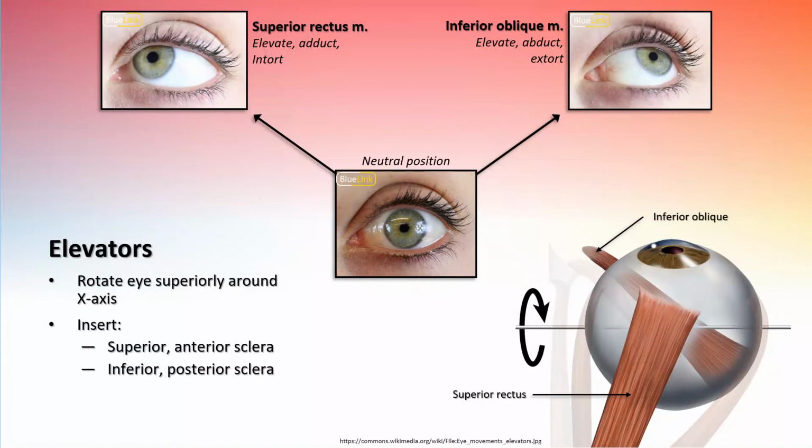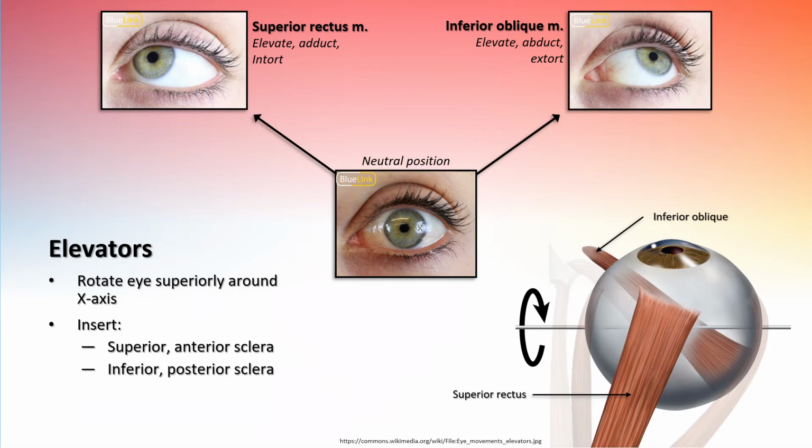Elevators are muscles that rotate the pupil superiorly around the x-axis. You have two of them. You have the superior rectus, which also adducts and intorts, and the inferior oblique, which will also abduct and extort. And yes, you did hear me right here. The inferior oblique muscle elevates the pupil.